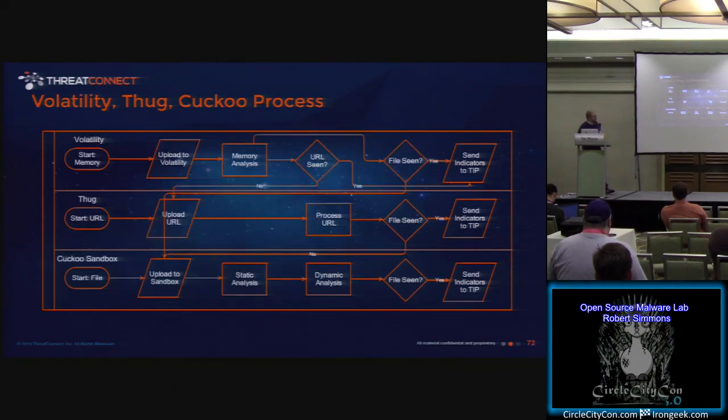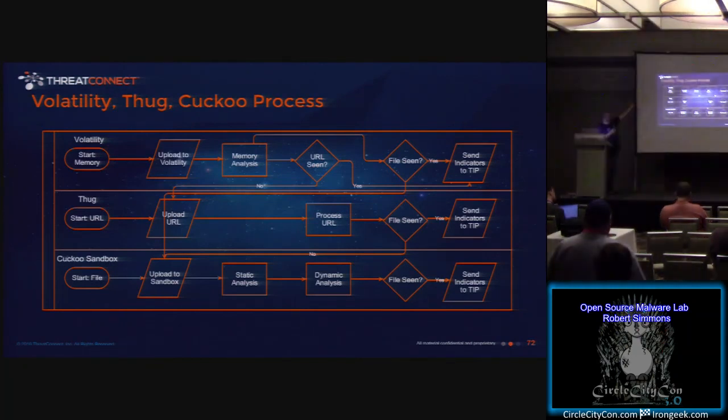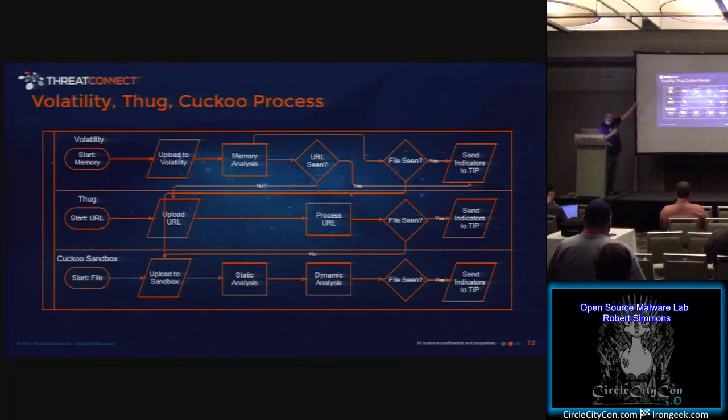And then in the same way, you're going to see that same sort of pattern repeating itself. So starting with Volatility, you upload the malware, you upload the memory image, you do memory analysis. That will get you URLs and files. If you've seen them before, send it to your TIP. If you haven't seen them before, use the appropriate tool to analyze those, and rinse and repeat this process.